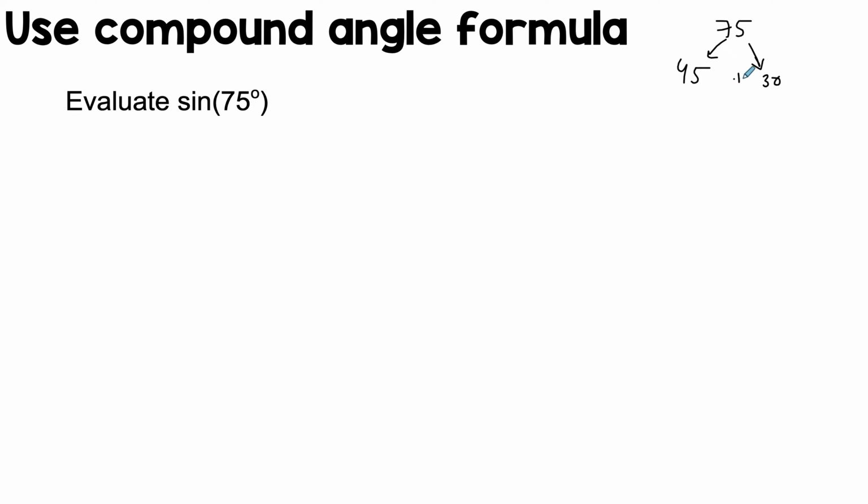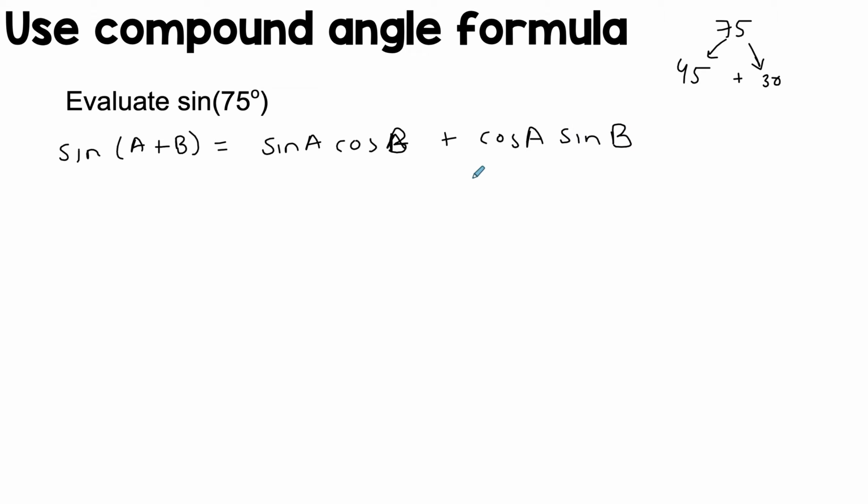and these two are part of the exact angles that you should already know as a student, so then it would be easier to calculate. So using the compound angle formula for sine, it's sine (A plus B). We're going to use the addition one, and the addition tells you that this will be sine A cos B plus cos A sine B.